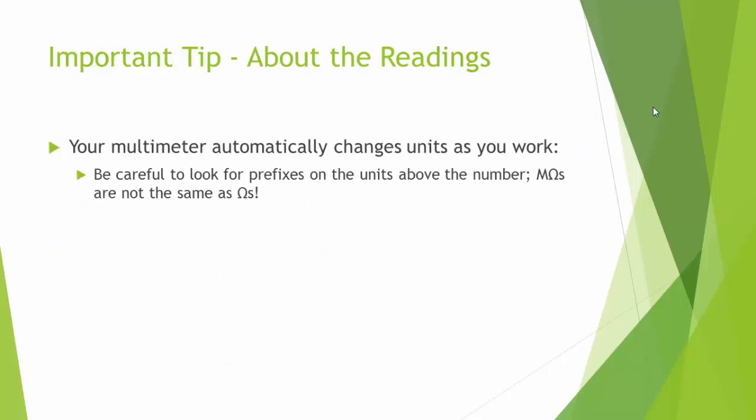Now, it's worth reminding again about the readings. The multimeter, depending on the type, will change units as you work. But you need to watch for prefixes either on the display or on the dial itself. Remember, if you put a capital M in front of ohms, it's a very different result than without that capital M. So 100 mega ohms is not the same as 100 ohms. In fact, it's off by a factor of 1 million.